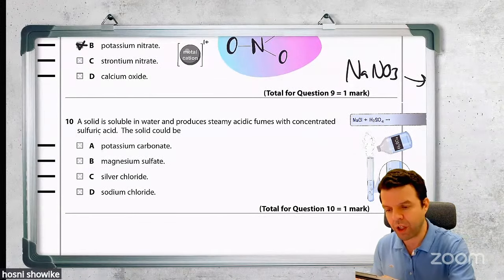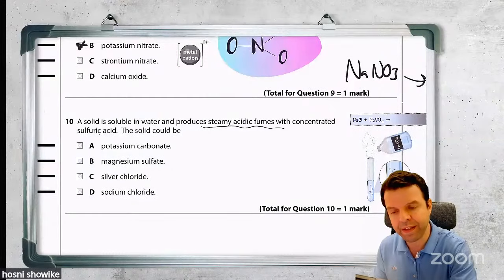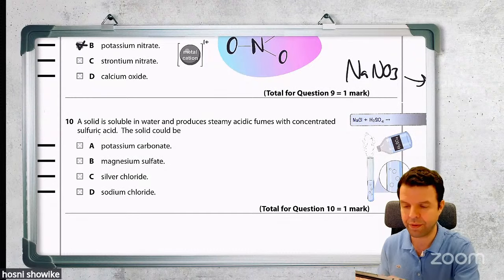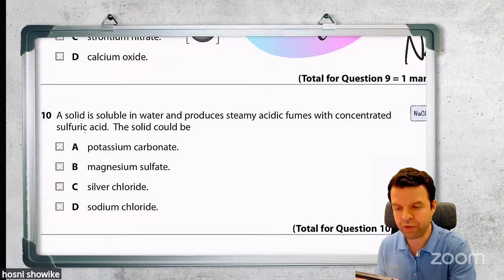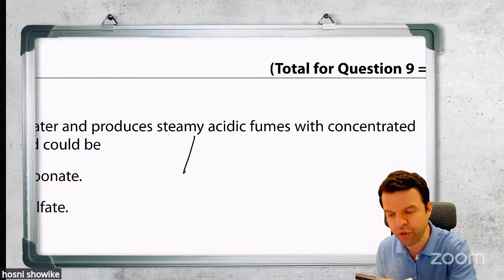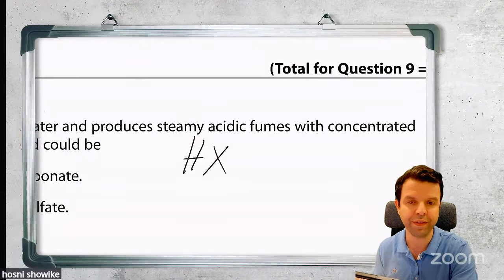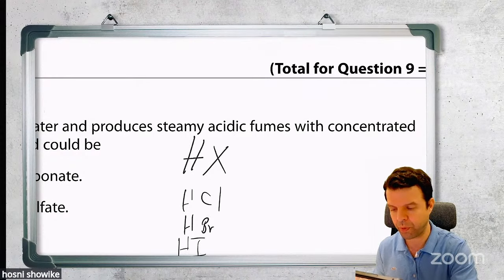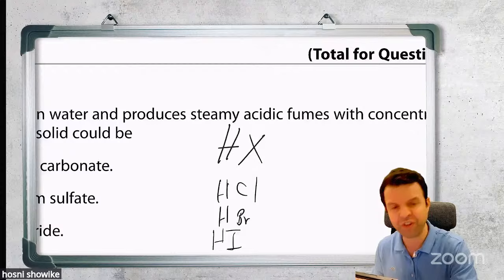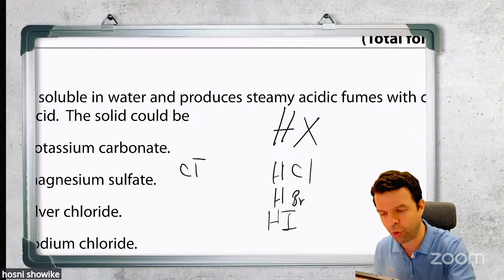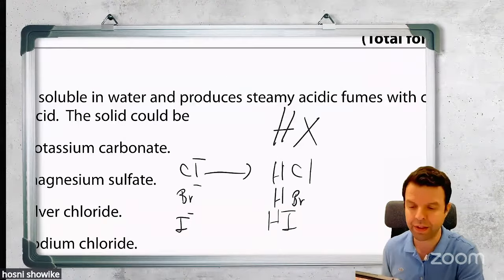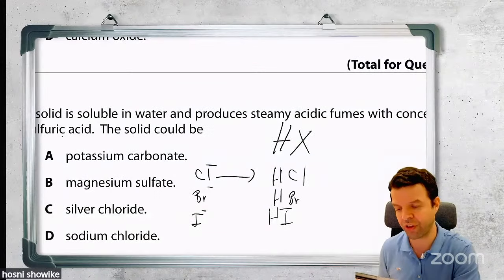It is soluble in water, produces steamy acidic fumes, concentrated sulfuric acid. So do you know what they mean by steamy fumes? Steamy fumes is always for something like this: HCl, HBr, HI. Which one of these gives me the highest misty fumes? Is it chloride, bromide, or iodide? It's actually the first one. When it reacts with sulfuric acid, it gives you a lot of HCl.